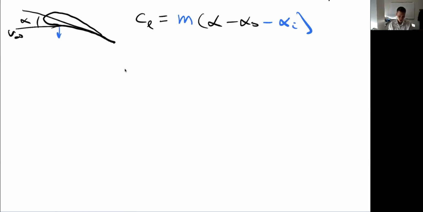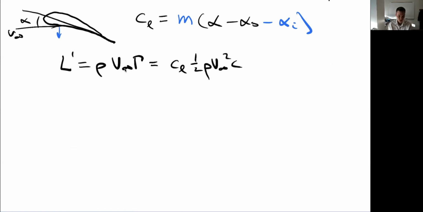All right, so from Kutta-Joukowski theorem, I can relate my lift to my circulation. So I'm going to do that. This is my Kutta-Joukowski theorem, just in terms of magnitude. And by definition of what the CL, lift coefficient, is, it's as follows.